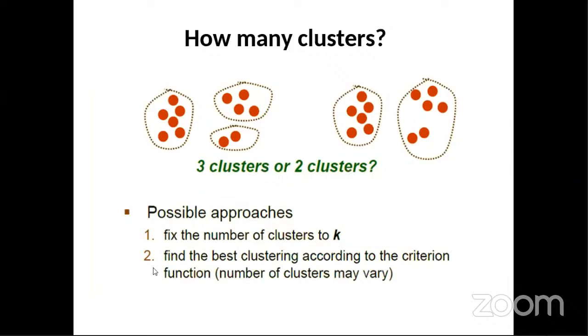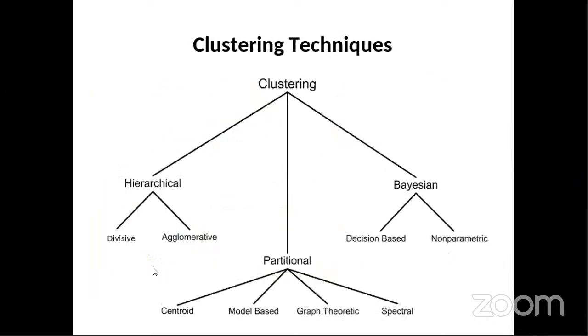So for how many clusters, you can just start with a random number, and then you can fix that clustering according to your criteria function. This is a very broad schematic view of clustering techniques. We can say the clustering techniques could be hierarchical, they could be Bayesian based, and under hierarchical there could be a divisive approach. There is one approach called the agglomerative approach, which I just talked about. From this graph, hierarchical agglomerative is one of the approaches frequently used for the analysis of social network graphs.